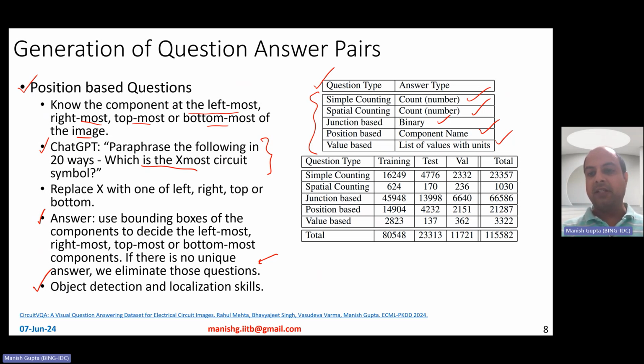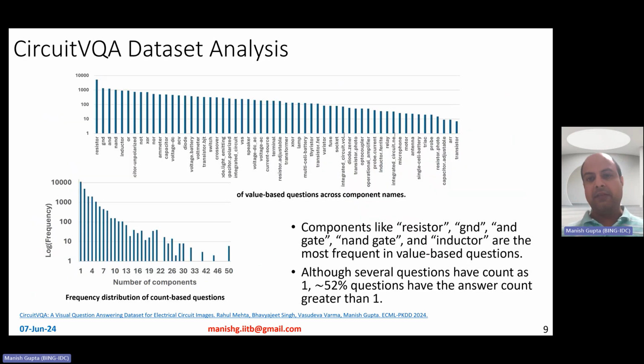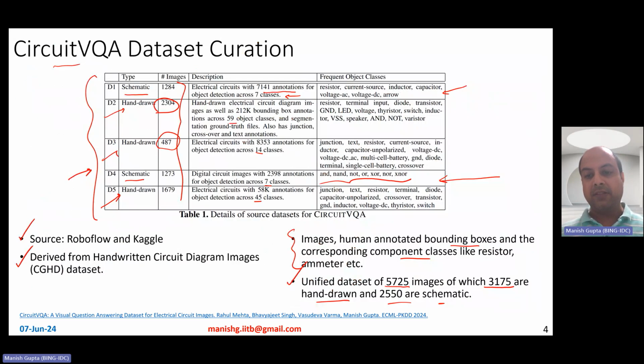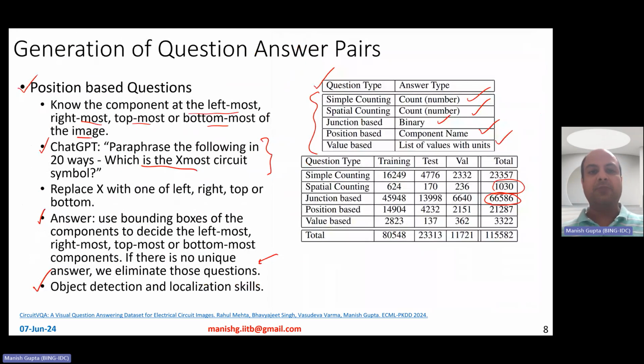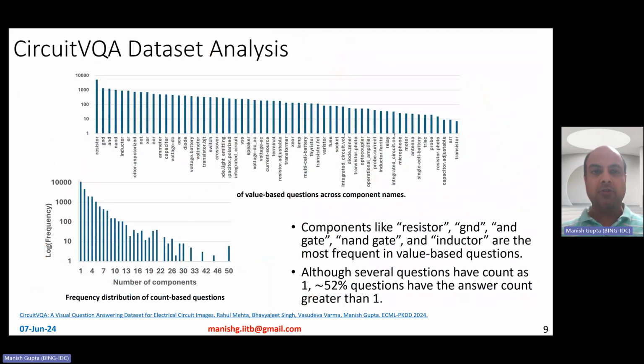As you can see, there are a whole bunch of junction-based questions, while on the other hand, the spatial counting-based questions are not too many. But overall, the data set contains quite a number of questions, 115 or almost 116,000 questions. That's huge, right? And they cover a great number of images, as I mentioned, like 5,725 images. So overall, the data set is pretty large and pretty nicely thought through in its construction.